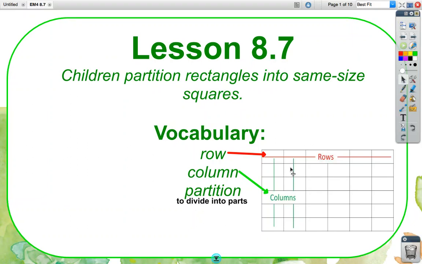Hi, second graders. Today's lesson is lesson 8.7. Today's lesson objective, children partition rectangles into same-size squares. Today's vocabulary, row meaning across, column meaning up and down, and partition meaning to divide into parts.